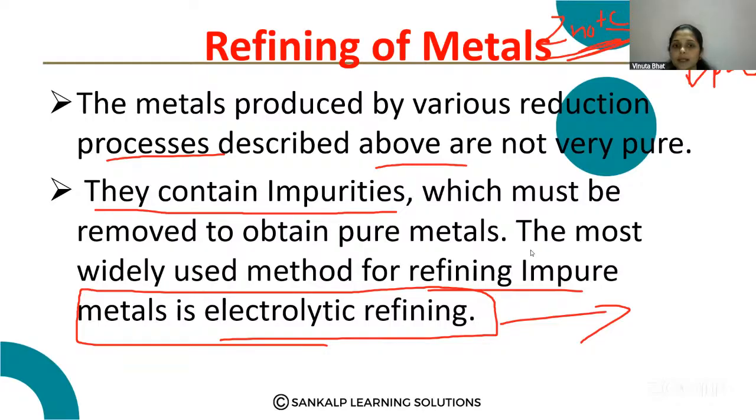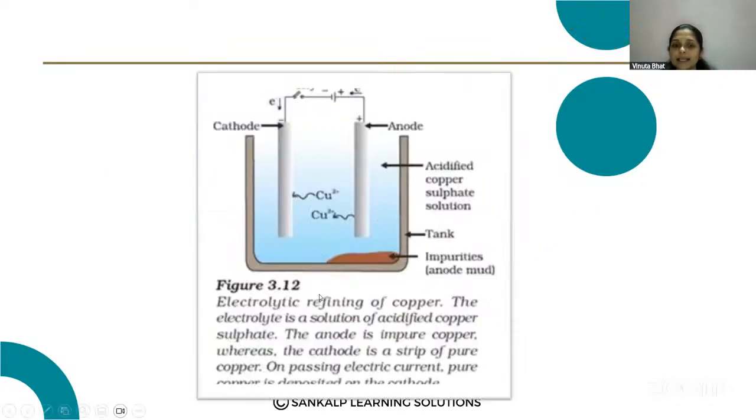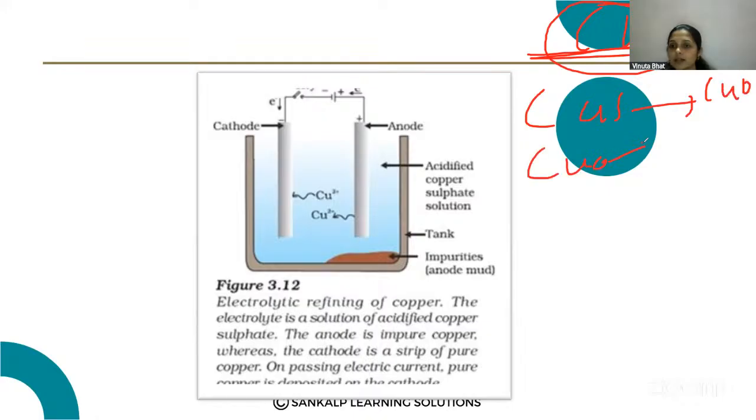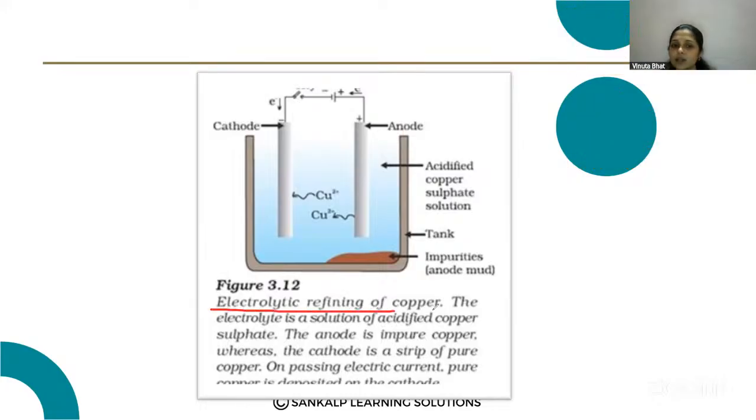Look, this is the electrolytic refining of copper. It means we obtain the copper by the reduction process. Copper sulfate, when heated, becomes copper oxide, and that is converted into copper. This copper also contains impurities. So let us see electrolytic refining of copper.